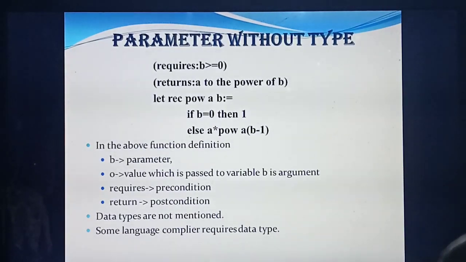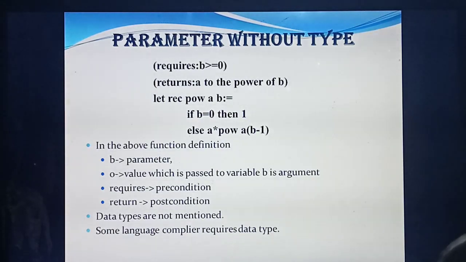So you have studied about parameters and arguments, isn't it? So this parameter is divided into 2 types. Okay, parameter is divided into how many types? 2 types. The first one is parameter without type. The second one is parameter with type.